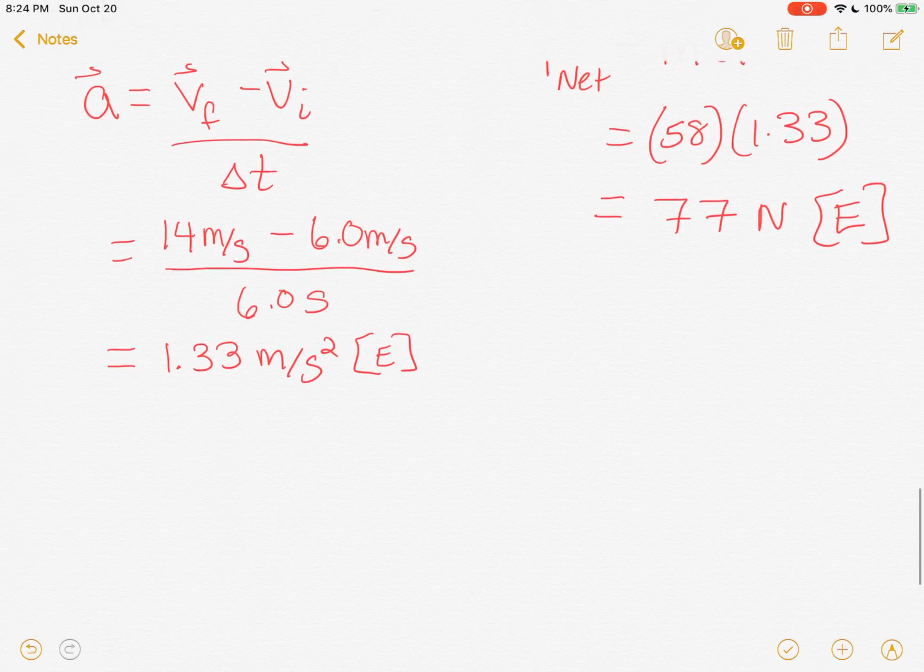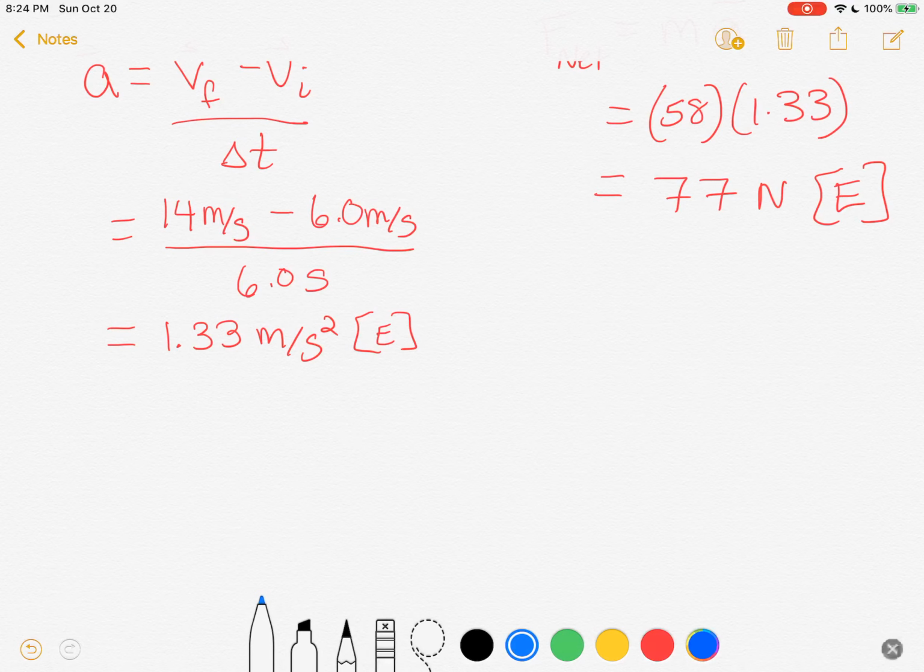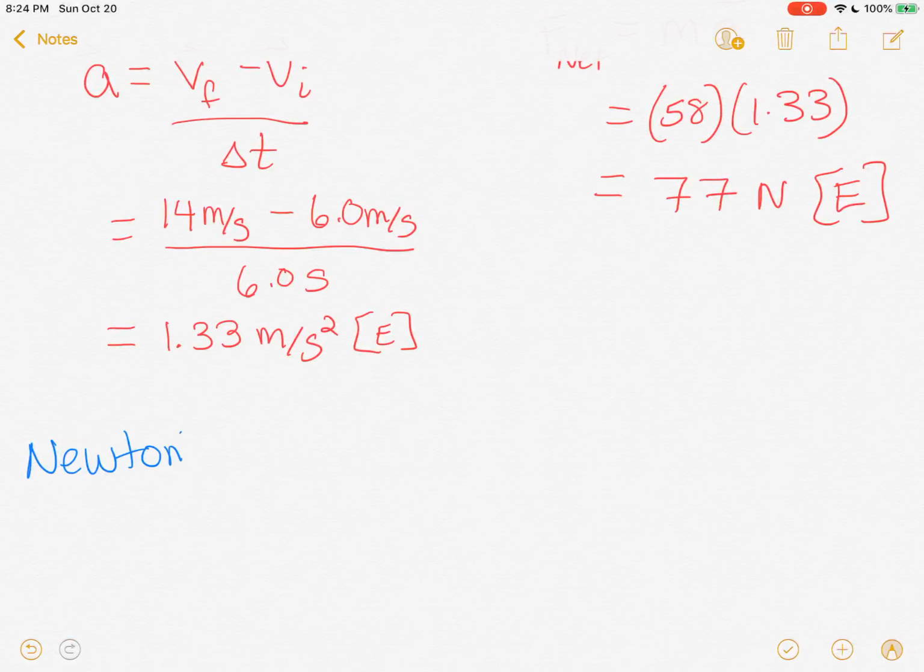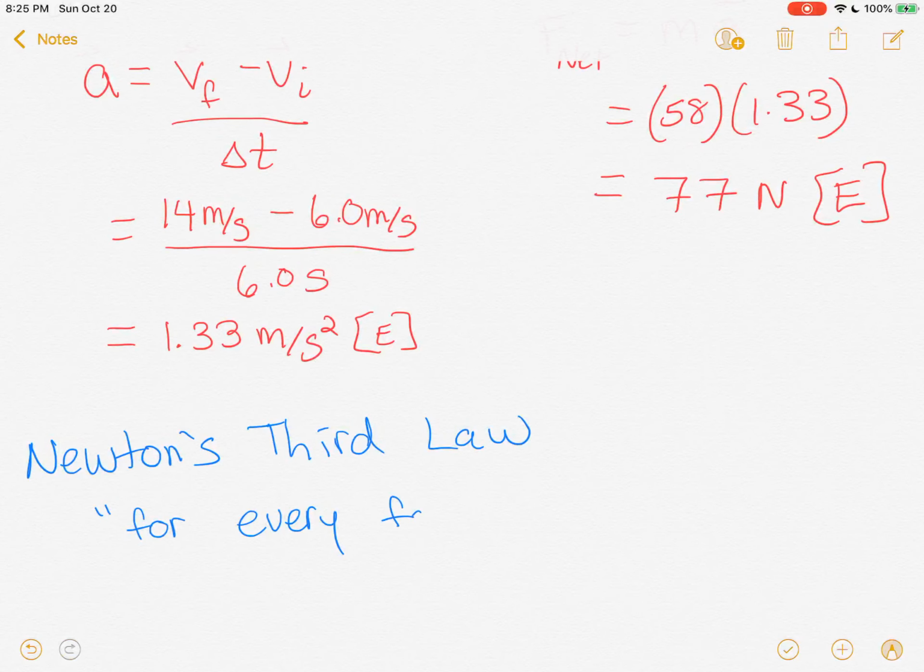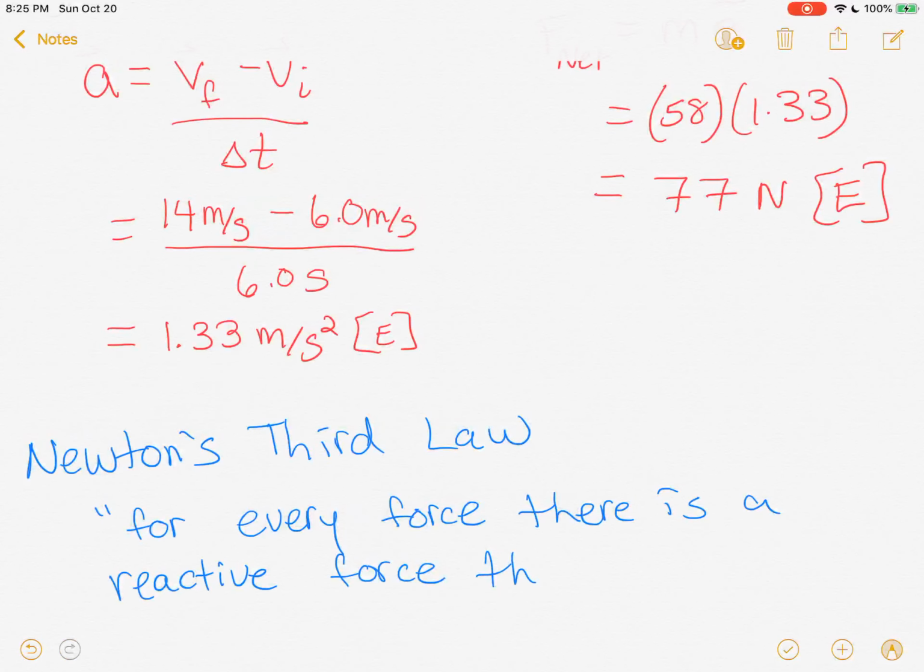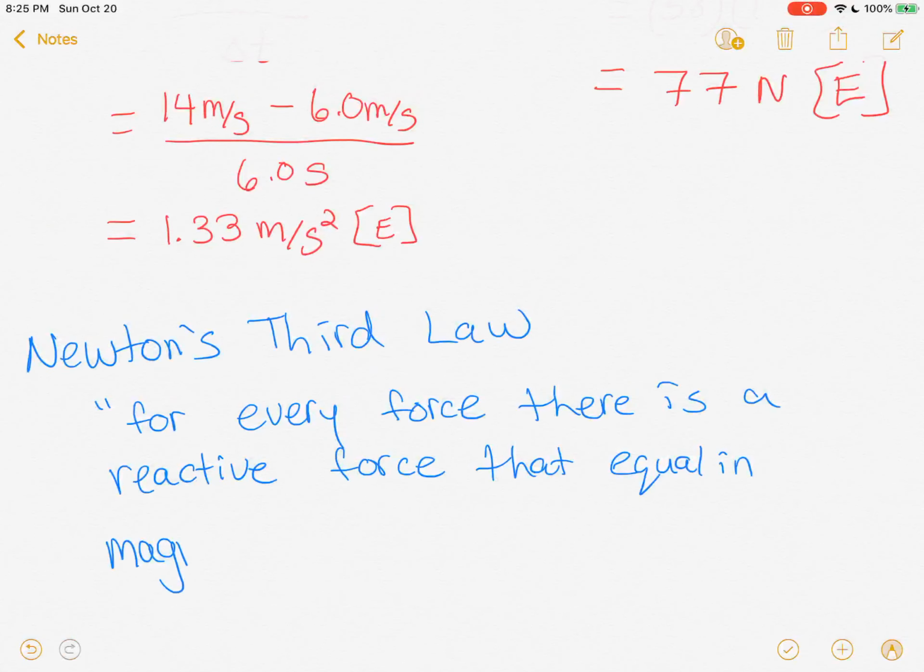All right, so let's talk about Newton's third law. This is the last one. Newton's third law says that for every force, there is a reactive force that is equal in magnitude, and remember magnitude means amount, and opposite in direction.